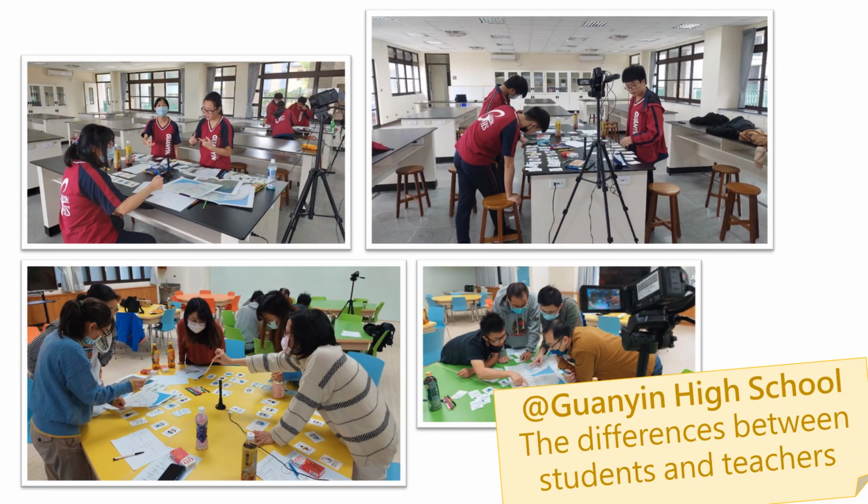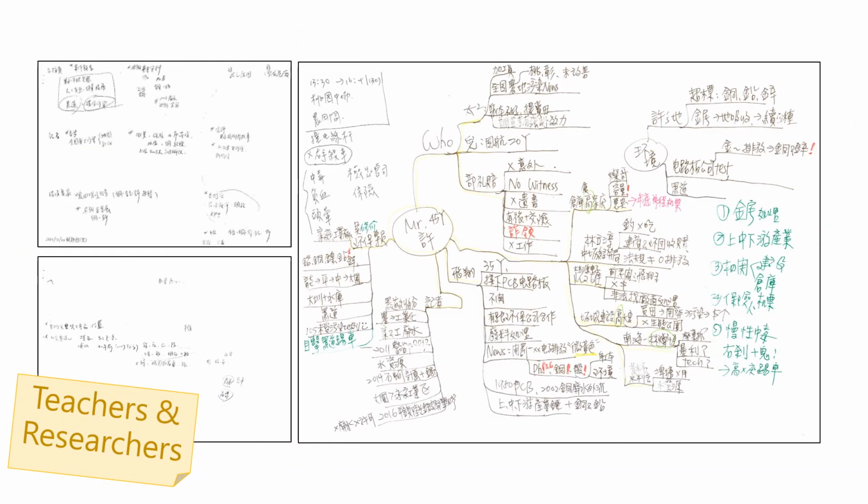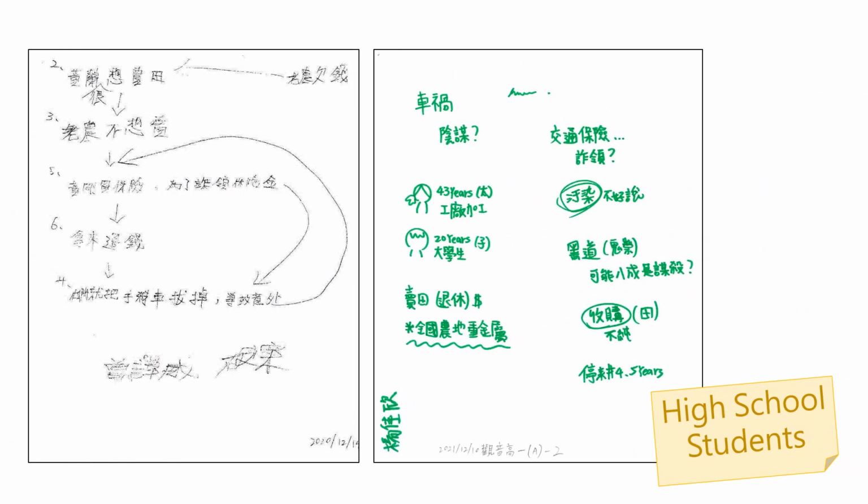In Guanyin High School, teachers and students play the same game with same rules. Teachers and researchers mostly use structures and techniques to build their notes and make progress. In contrast, students usually just write what they thought, which is an interesting point for teachers who want to develop argumentation courses.